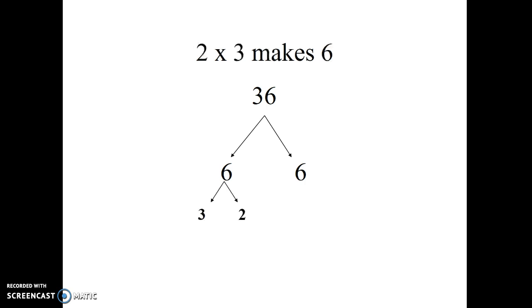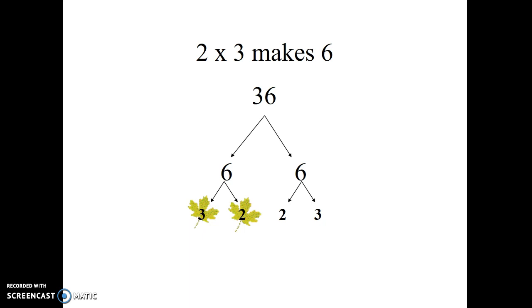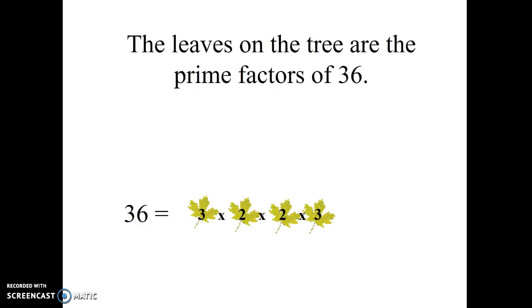6 we know can be broken down into 3 times 2, and the other 6 can be broken down into 3 times 2 or 2 times 3 because it's commutative. It doesn't matter which order I write them. And now I've got my prime factorization. 36 equals 3 times 2 times 2 times 3.